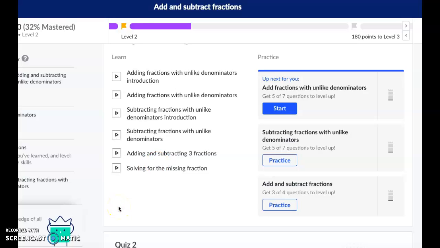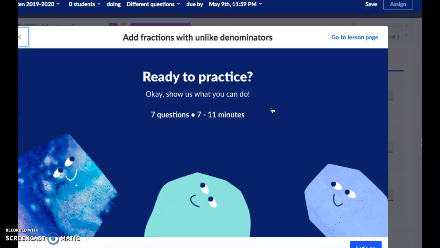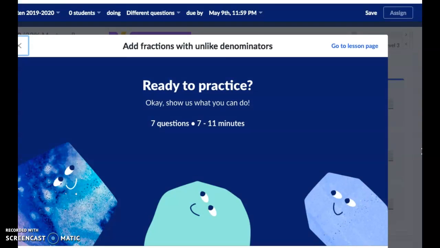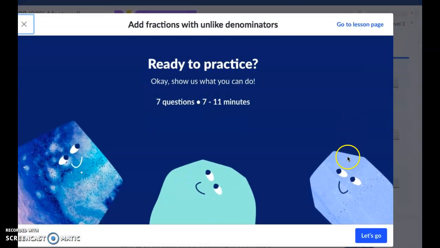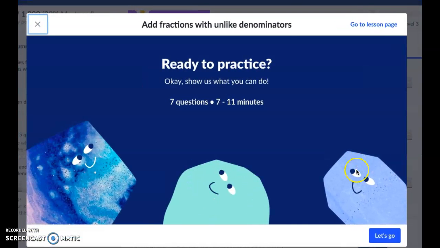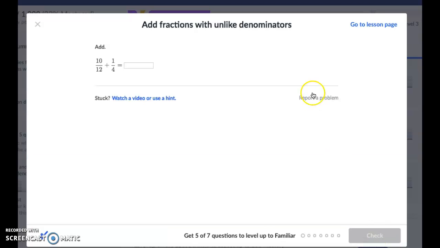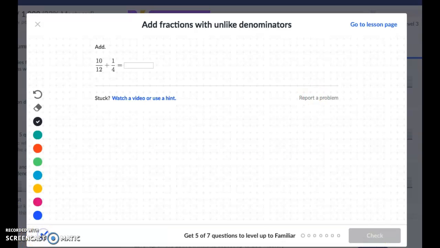Khan Academy, add and subtract fractions, and we're working on the subtopic add fractions with unlike denominators.